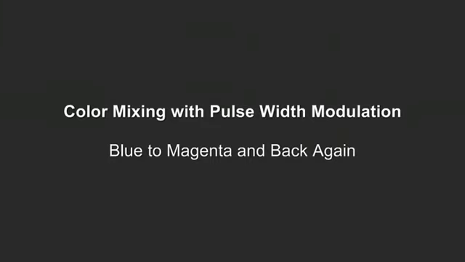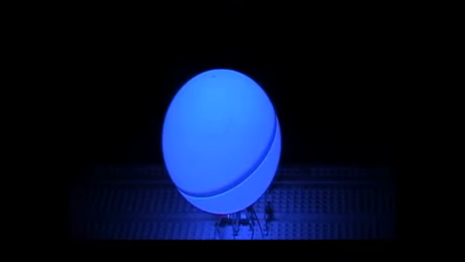Now let's take a look at what happens when we mix 2 colors. We turn on line 3 to constantly illuminate the blue LED. Using a variable pulse width control of the red LED, we gradually raise the red intensity, creating a mixture of red and blue called magenta. As we lower the red intensity, the color returns to blue.